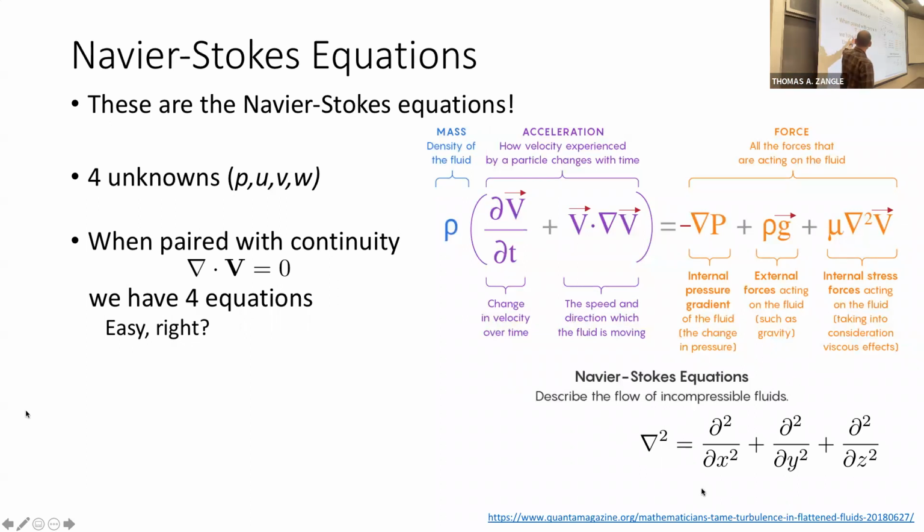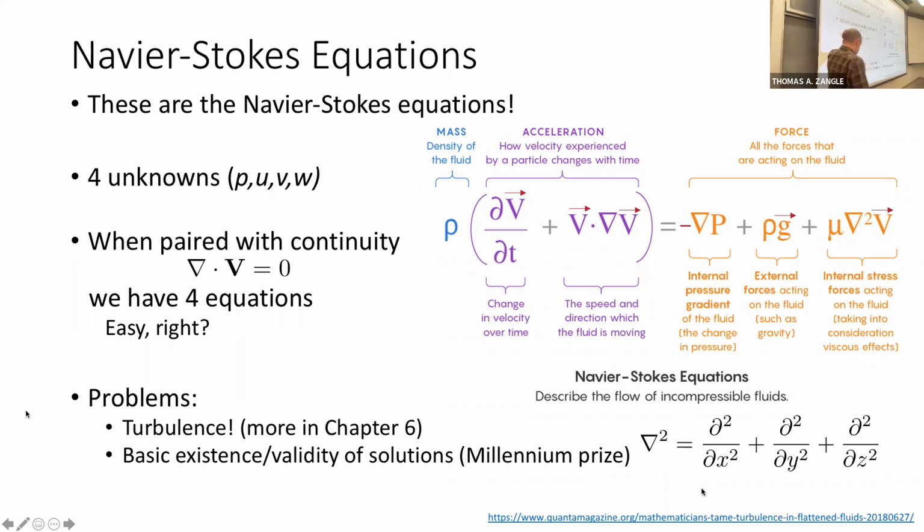Here we go. When paired with continuity, del dot v is equal to 0, we have 4 equations. So this should be easy. But there are some issues with this, aside from just the nomenclature and the math. We don't have a general solution to the Navier-Stokes equations. We, in general, cannot always find a solution. So even though it's 4 equations, 4 unknowns, it's not always solvable.